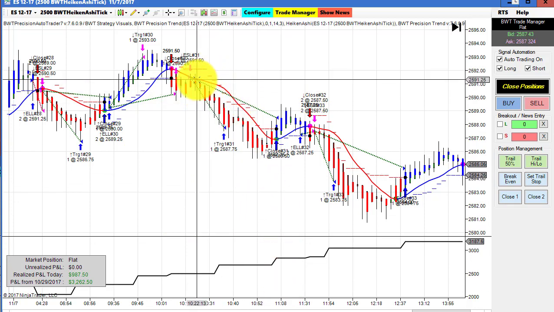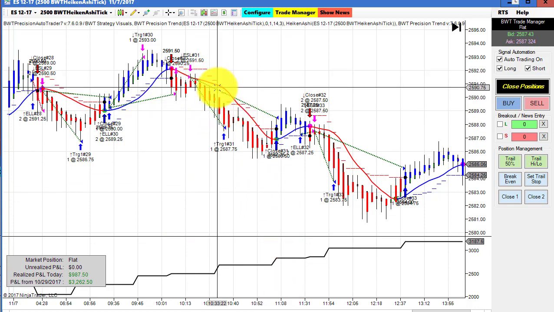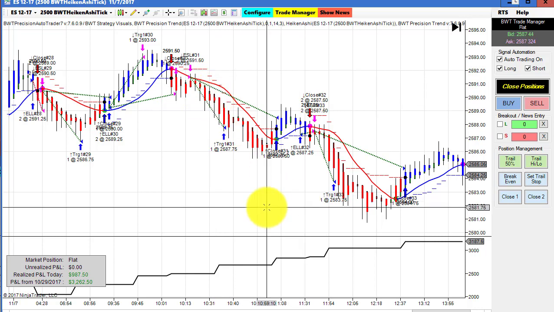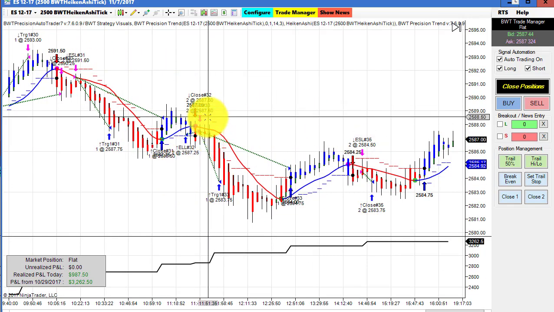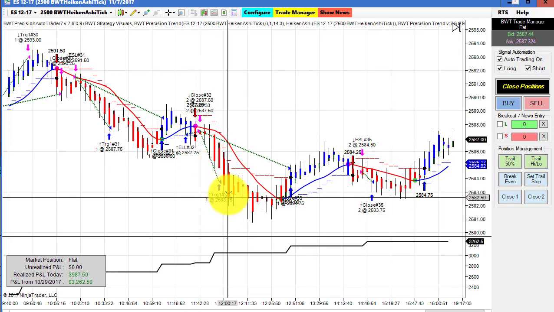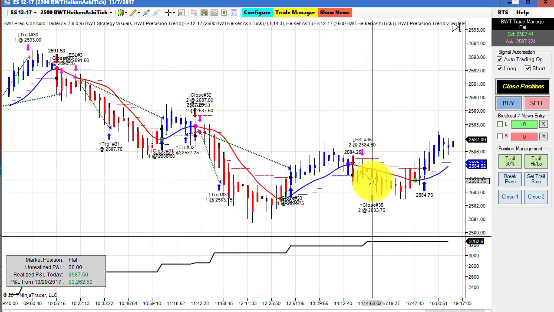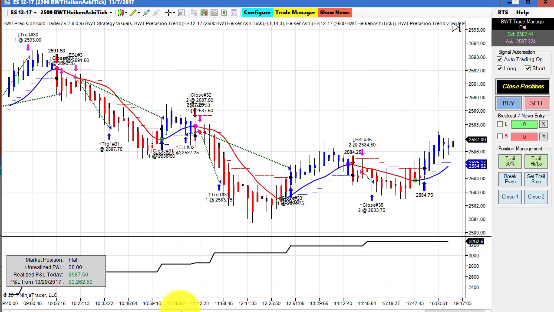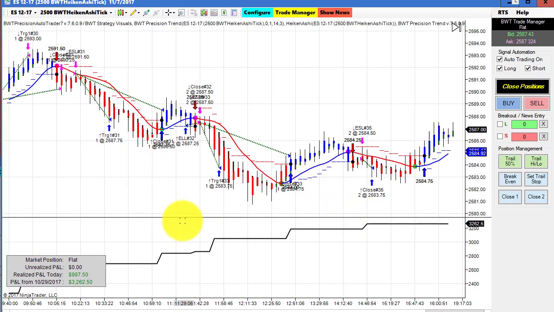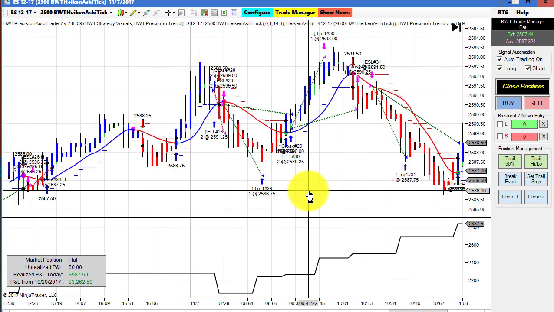When you use this with the indicators, this is the BWT Precision MA, and together with the bars and the trend indicator, the signals are pretty crystal clear and looking quite good.